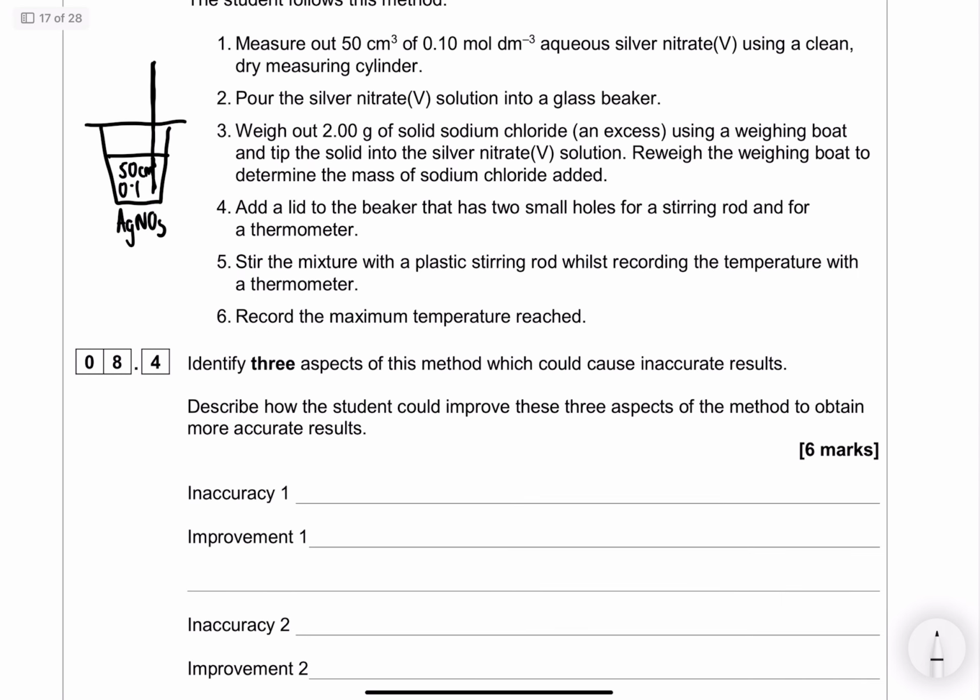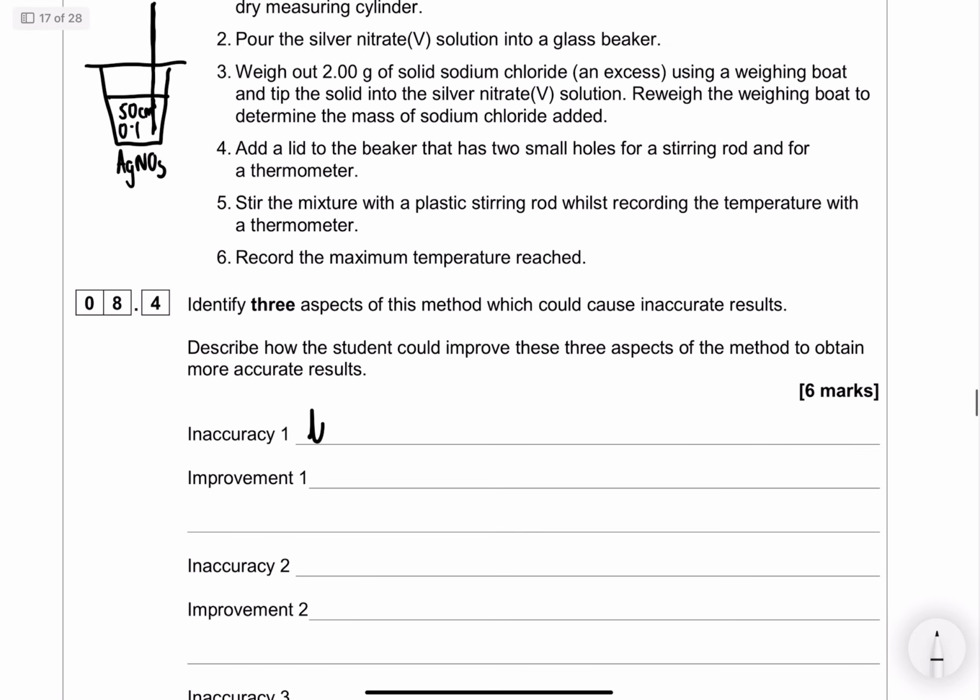Identify 3 aspects of this method which could cause inaccurate results. Well, the first thing is that they're using a glass beaker instead of a polystyrene cup. When you do these enthalpy change experiments that are not about fuels, then you would want to use a polystyrene cup to minimise heat loss. They're much better insulators.